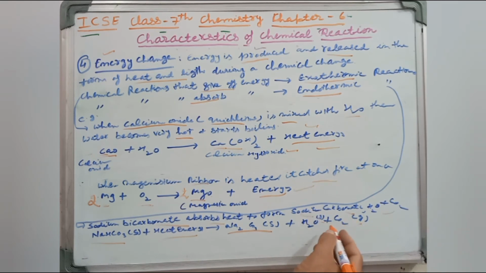Here it is G. G means gas. When we put a G in front of water, that means they are water vapors. If we put L, that means liquid water is formed. Now it is G, so water vapors will be formed. That will go into the atmosphere.